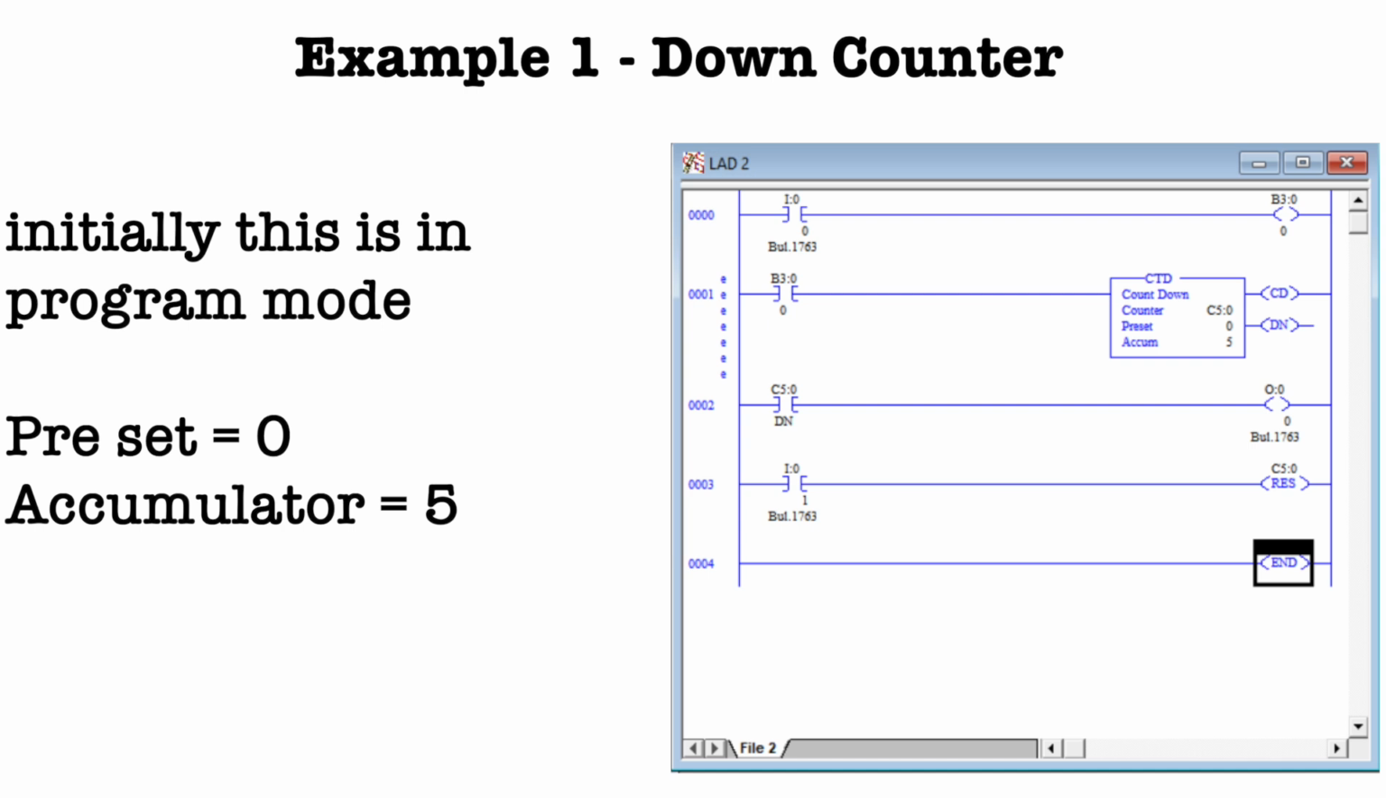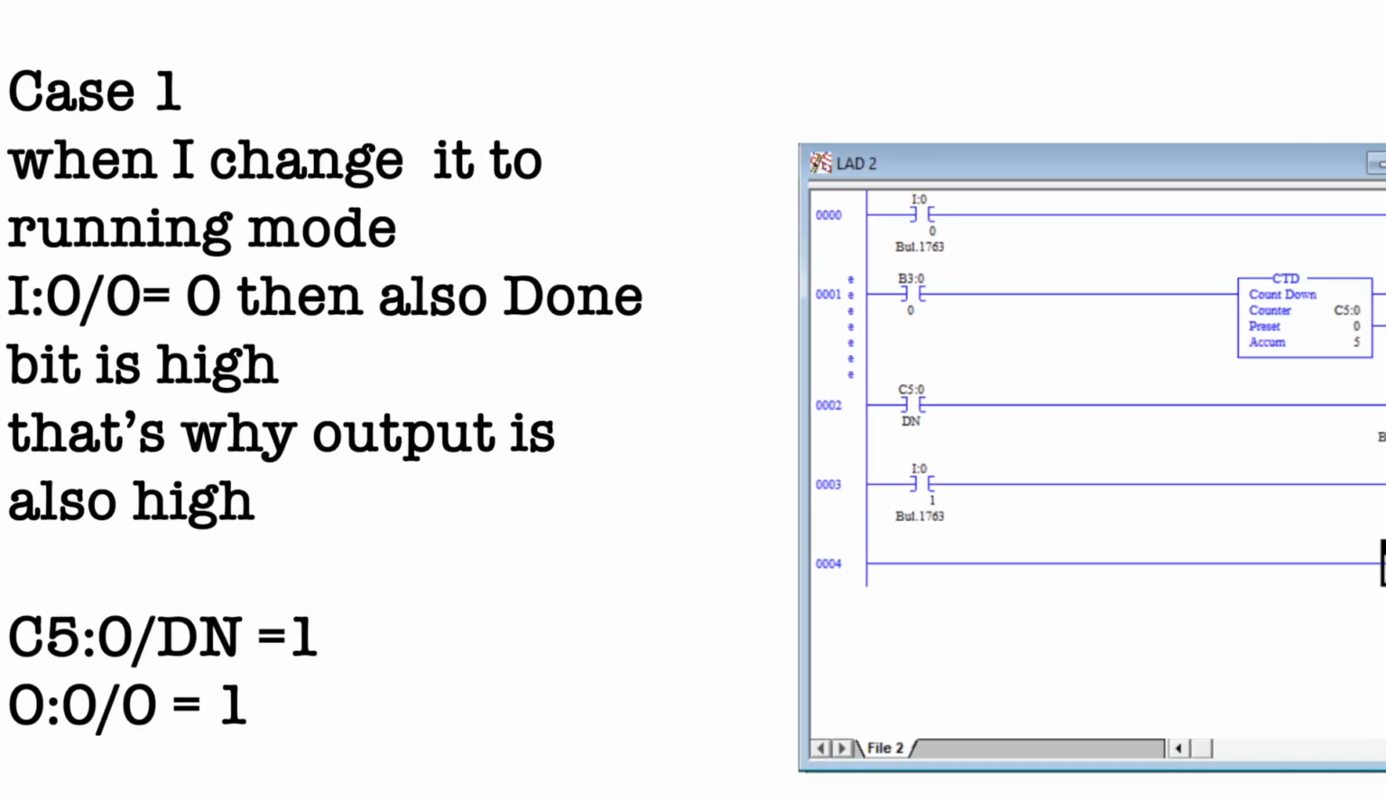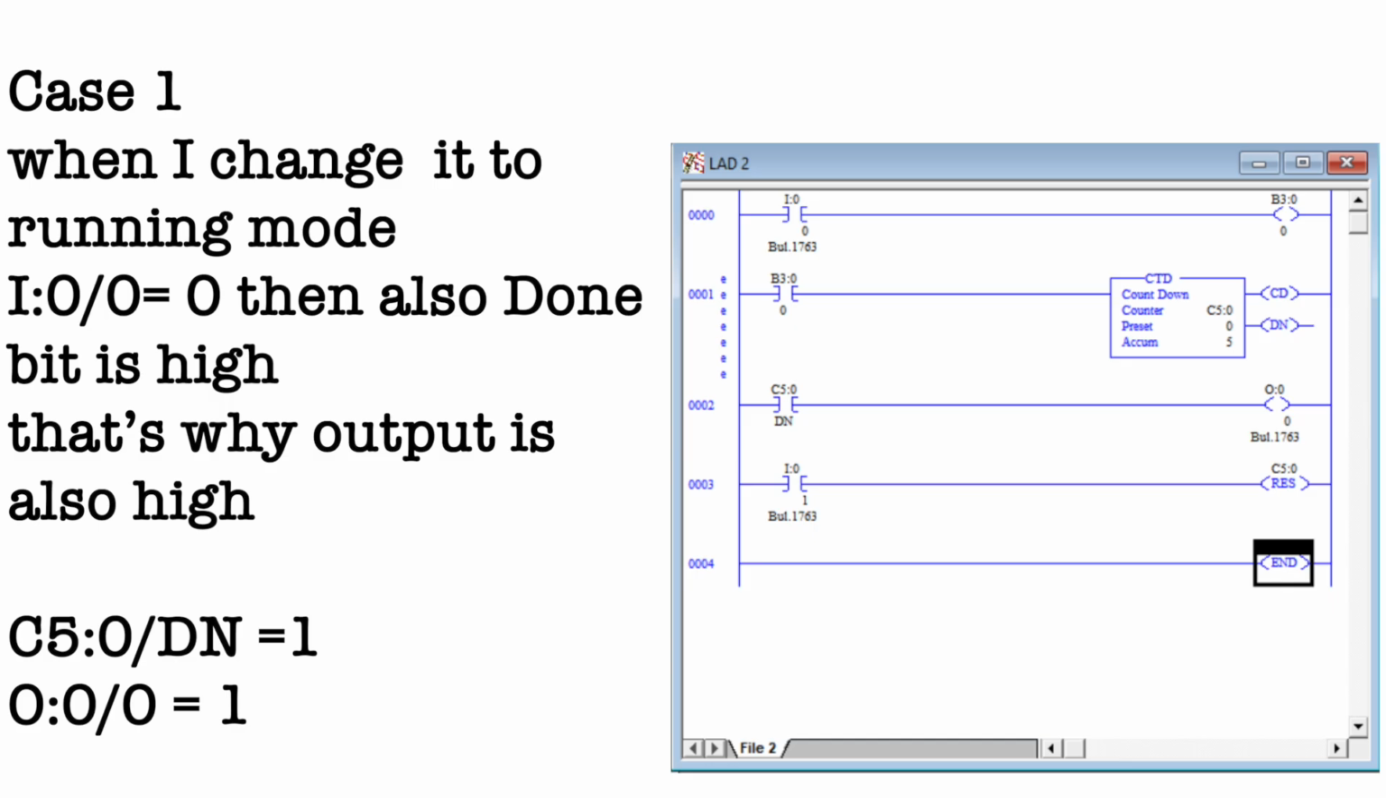When I change from program mode to run mode, as you can see in this diagram, initially I:0/0 is 0. But when I change to run mode, you can see the done bit is high. In the third rung, you can see the C5:0 done bit is high, and because of that, the output connected to the done bit is also high. So what happened here? When the accumulator value is greater than the preset value, the down counter provides the done bit, right?